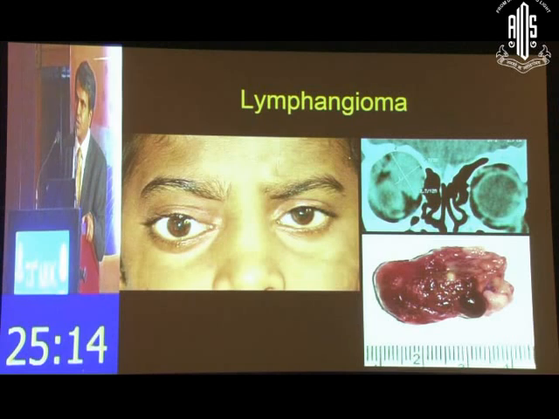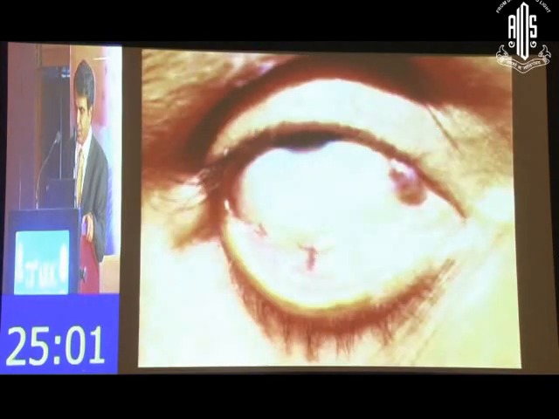Diffuse lymphangiomas can also have a localized component, may have acute exacerbation during URI, and also can form chocolate cysts with massive proptosis appearing suddenly. And a limited lymphangioma excision or debulking can be performed in an appropriate situation.